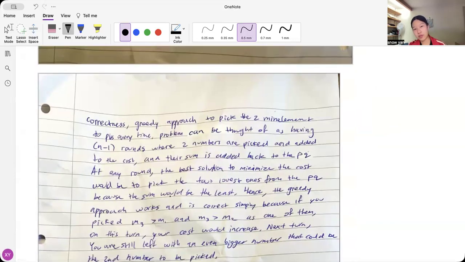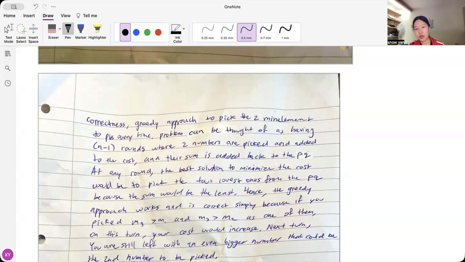So, in terms of correctness, I guess inside here we have the greedy approach, which is to pick the two minimum elements to add at any time. So what I said was the problem can be thought of as having n minus one rounds where two numbers are picked and added to the cost, and their sum is added back to the PQ. At any round, the best solution to minimize the cost would be to pick the two lowest ones from the priority queue because the sum would be the least.